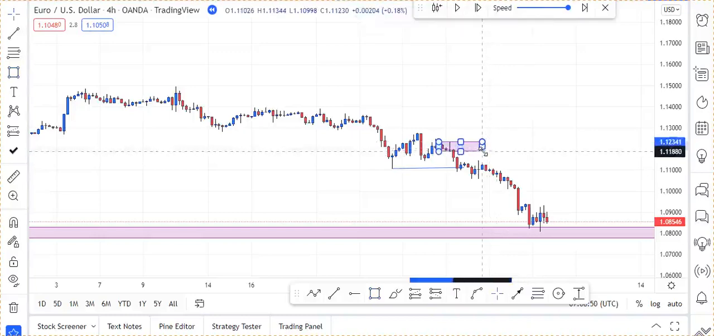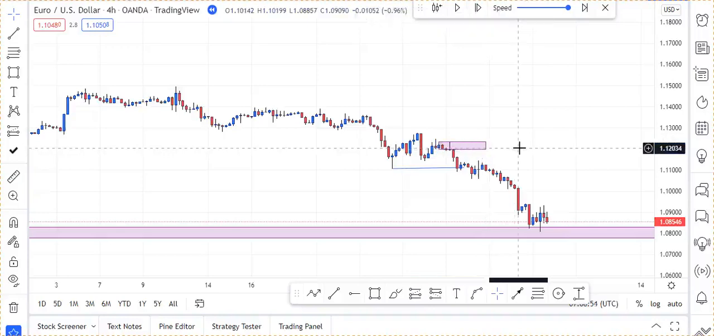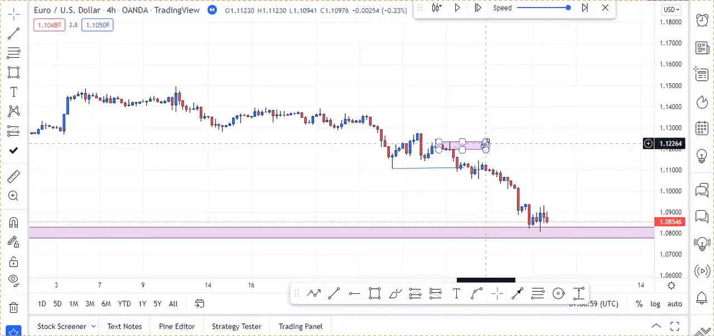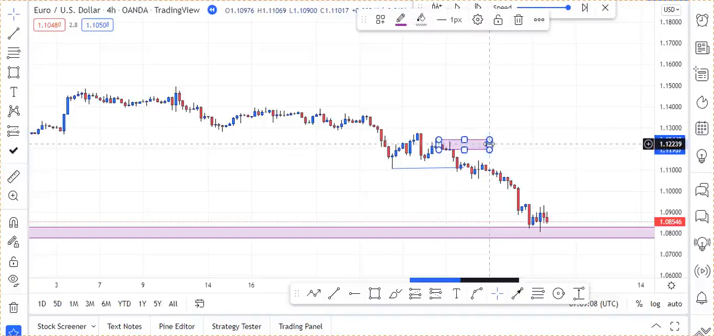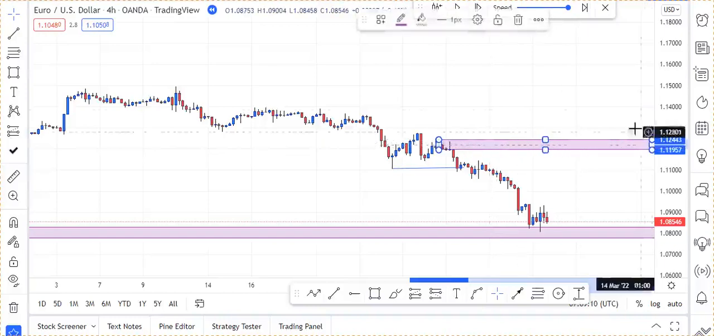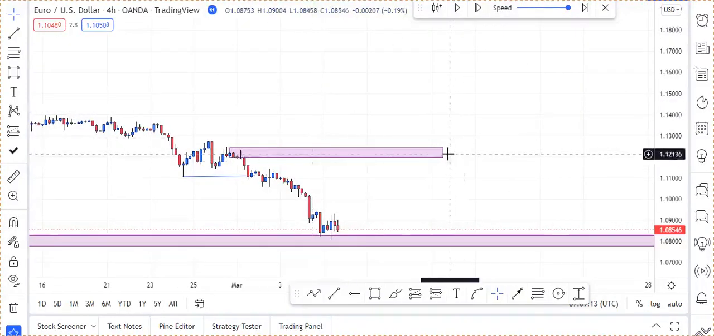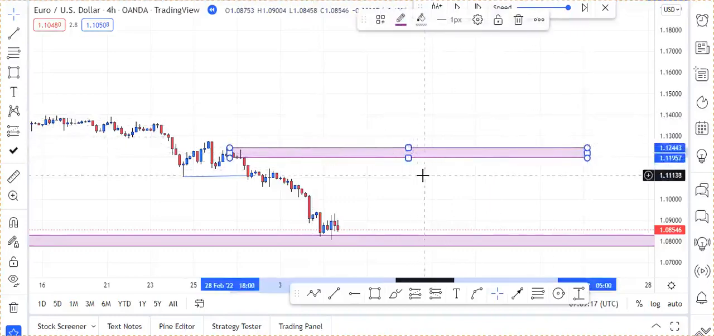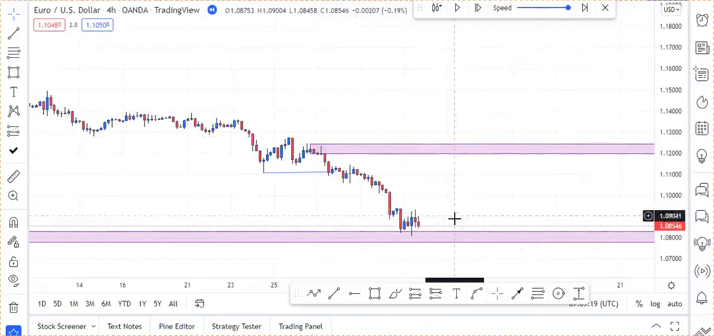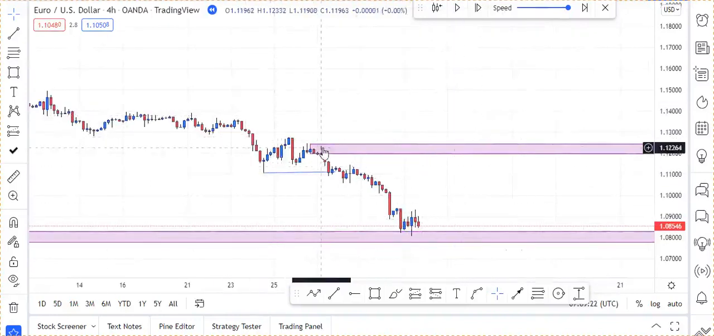That's our OB, guys. So we want to drag the OB out. Now drag it out, that OB. If you drag it out, as you can see, on the H4, price broke structure here, leaving this OB.